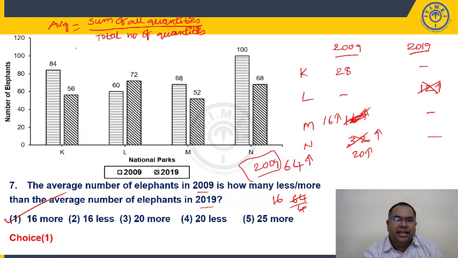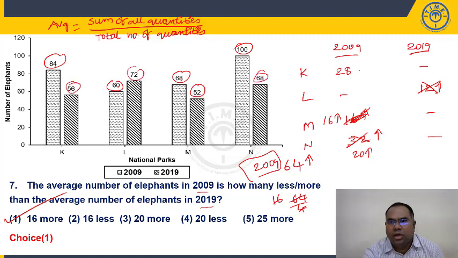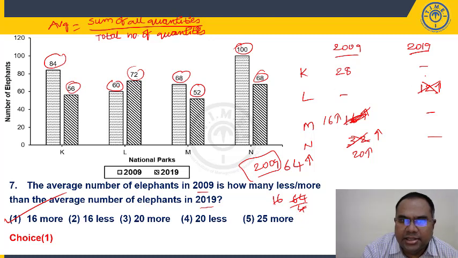Is it not easy? Instead of adding 84 plus 60 plus 68 plus 100 by 4, then finding out the average value, and 56, 72 plus 52 plus 68 by 4, I am saying K is 28 more, L is 12 more in 2019, M is 16 more, and N is 32 more. This 12 more I will adjust here.